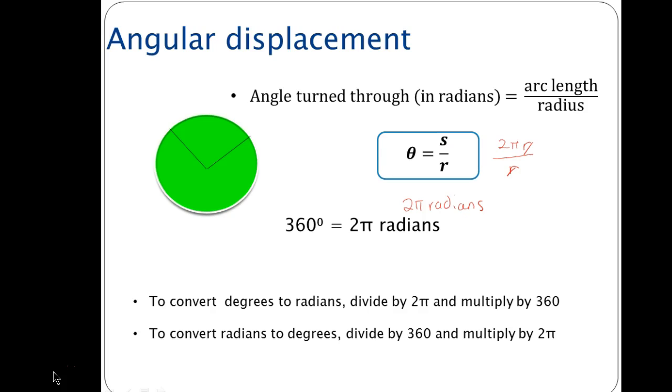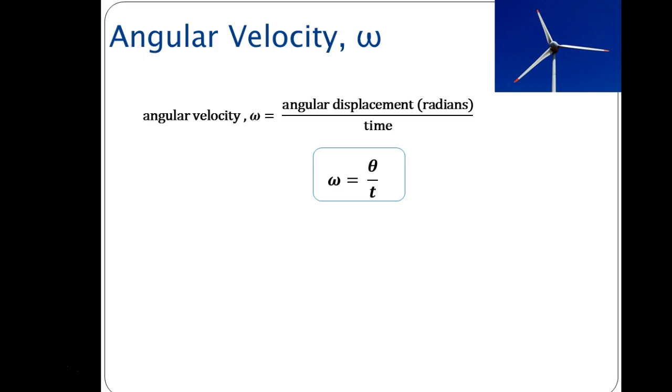It's useful to be able to convert between degrees and radians, so to convert degrees to radians you just need to divide by 360 and multiply by 2 pi, and to convert radians to degrees, divide by 2 pi and multiply by 360. Now we have an expression for our angular displacement. We can define the angular velocity. As we know, velocity is the displacement divided by the time, and angular velocity is denoted by the Greek symbol omega.